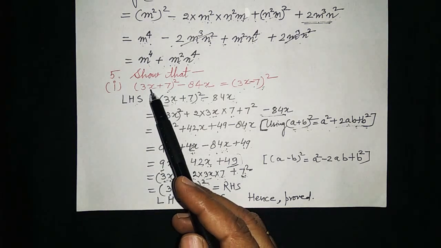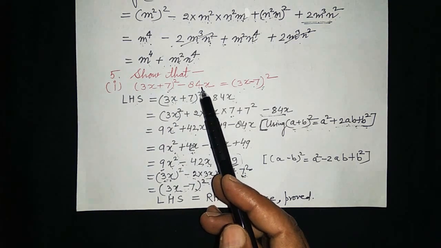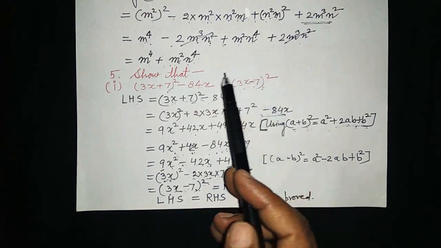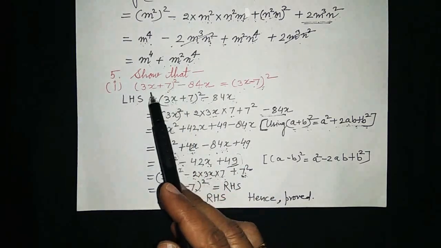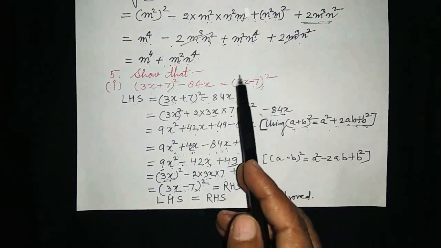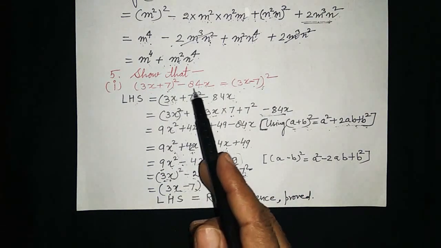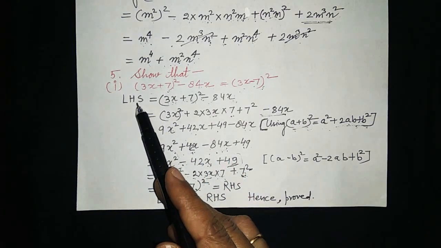The first part is (3x + 7) whole square minus 84x is equal to (3x - 7) whole square. Here what we have to do? We have to show that the left hand side is equal to the right hand side. To show it, we will first take the left hand side of the question.